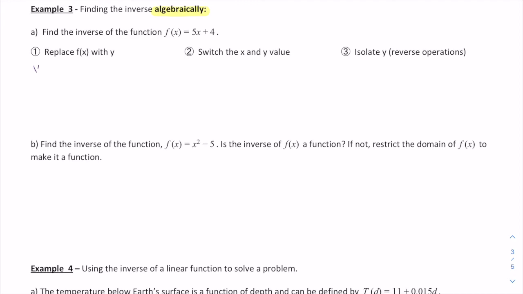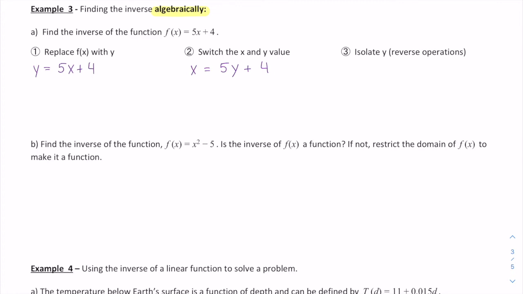So I'm going to rewrite it as y equals 5x plus 4. All I did is, instead of writing f at x, I just wrote y, kind of like how you saw it back in grade 9 and grade 10. Now we're just going to swap my x and y value. So instead of writing a y, I'm going to write an x. Instead of writing an x, I'm going to write a y. They're just trading places.